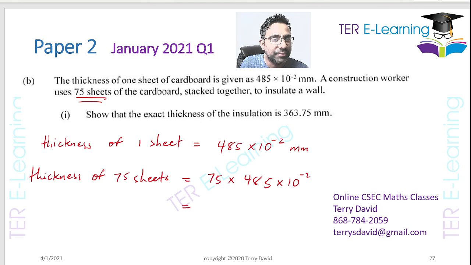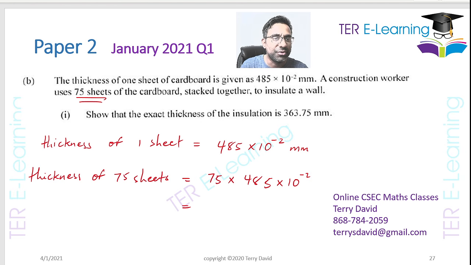So here's what we're going to do. We're going to say 75 multiply. Now, the problem with some students is that they don't know how to enter this information into the calculator. So you're going to press 485. Now there's a special key that allows us to enter exponents. So there's a key called EXP. So I'm going to press EXP. And all you need to do is to put 2 with a minus sign in front of it. And that actually means 485 multiplied by 10 to the minus 2.